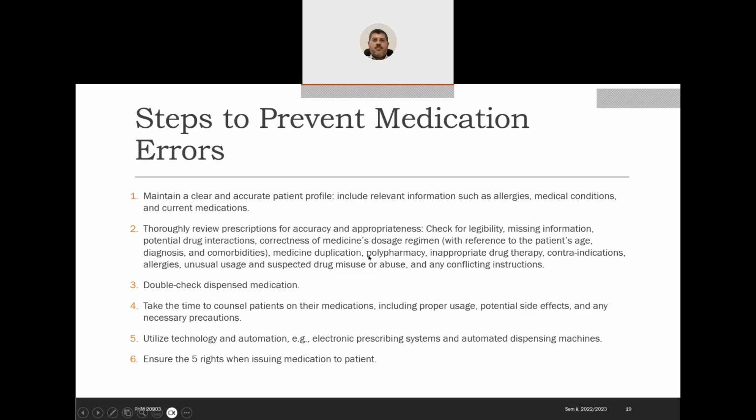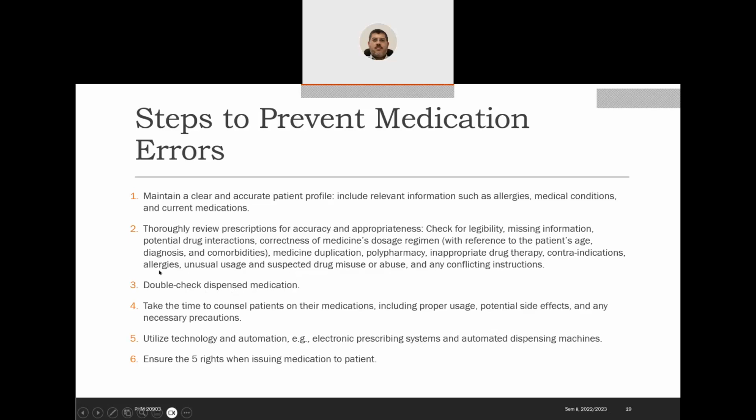We should look for problems like medicine duplication, meaning two medications having the same effect, polypharmacy, so many medicines, inappropriate drug therapy not suitable for this condition, contraindications, allergies, usual usage and suspected drug misuse or abuse. Maybe this medication is repeatedly prescribed for the patient in large quantities, and this medication is an abuse medication. And any conflicting instructions in the prescription. Okay.